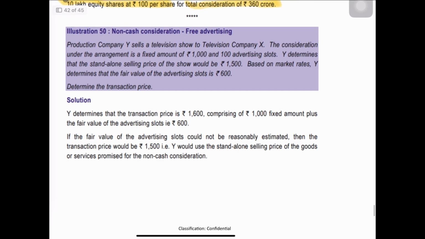Okay, so let's go through illustration 50. So here Y determines the transaction price is rupees 1600, comprising 1000 fixed amount plus the fair value of the advertising slot at rupees 600. So if the fair value of the advertising slots could not be reasonably estimated, then the transaction price would be 1500. That is, we would use the standalone selling price of the goods or services promised for non-cash consideration.